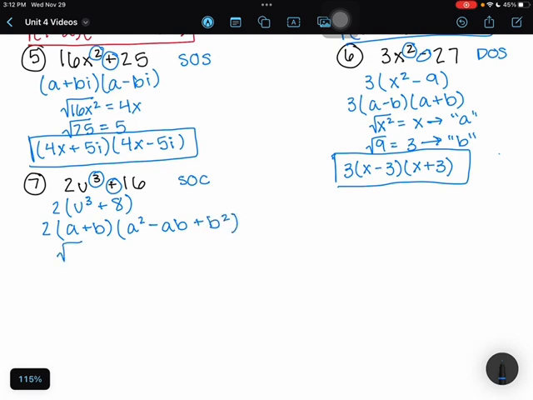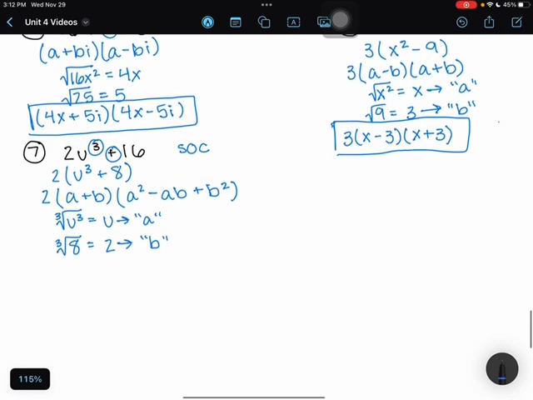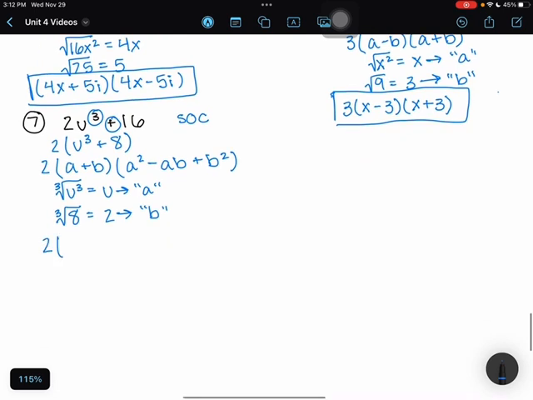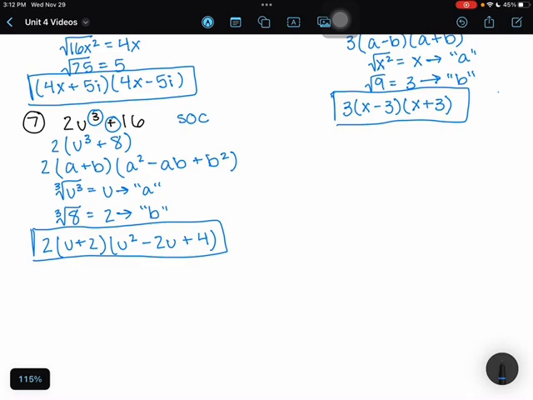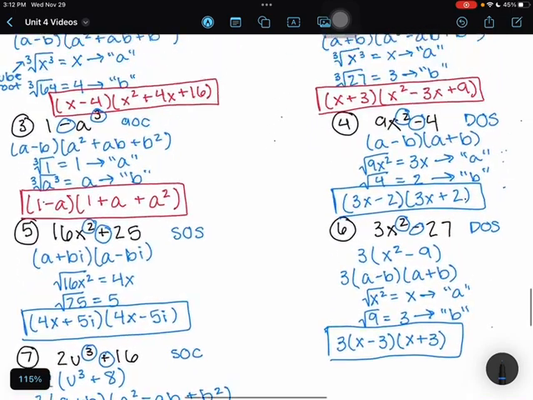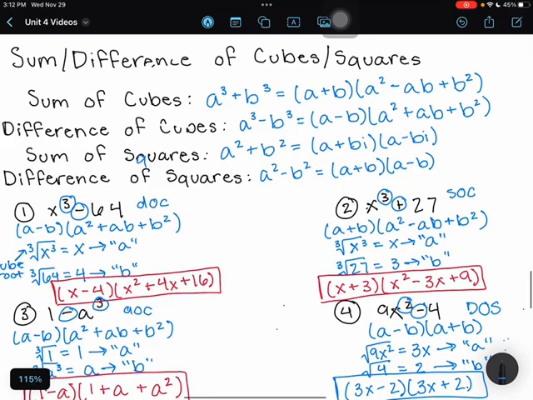So to find my terms, the cube root of u to the 3rd power is just u. That's my a. And then the cube root of 8 is 2. That's my b. So I keep that 2 out front, and then I have u plus 2, and u squared minus 2u plus 4. And there we go. That is a quick overview of sum and difference of cubes and sum and difference of squares.